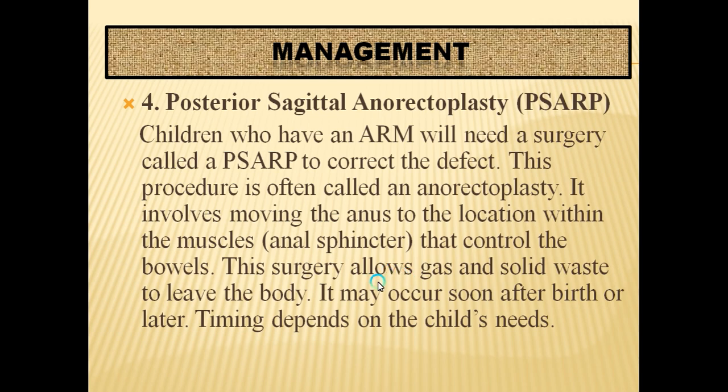This all depends on what the associated defects are. Okay, so I think this concept is clear. In posterior sagittal anorectoplasty, what we do is move the anus to the anal sphincter, and the anal sphincter, we know, controls the movement of the bowel. So this surgery allows the gas as well as the solid waste to leave the body, and it can be done soon after birth also.